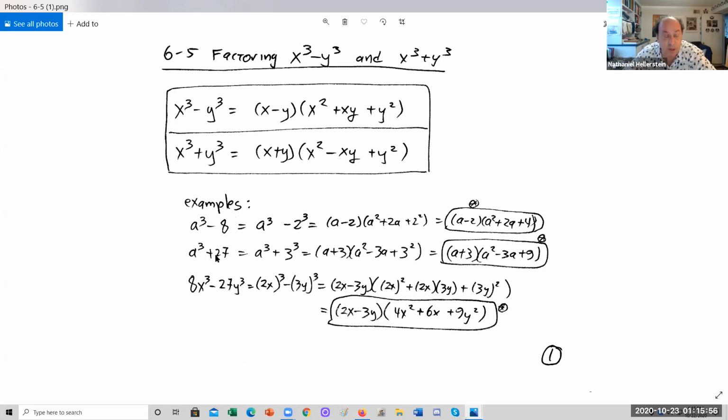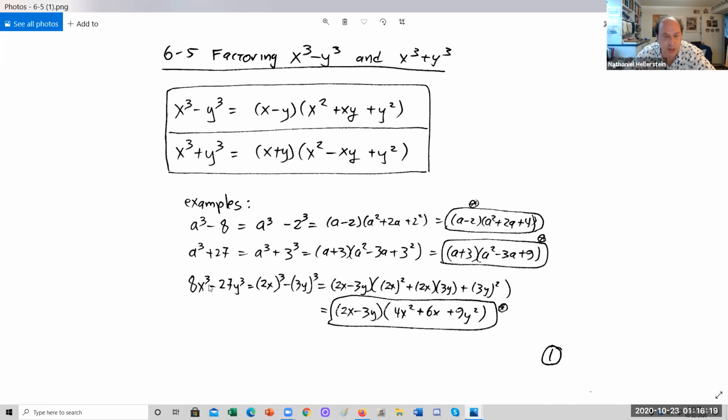A cubed plus 27, that's a cubed plus 3 cubed, a sum of cubes. So it'll be a sum times square minus product plus square: a plus 3 times a squared minus 3a plus 3 squared. And then we take one further step to square this out. You get a plus 3 times a squared minus 3a plus 9.